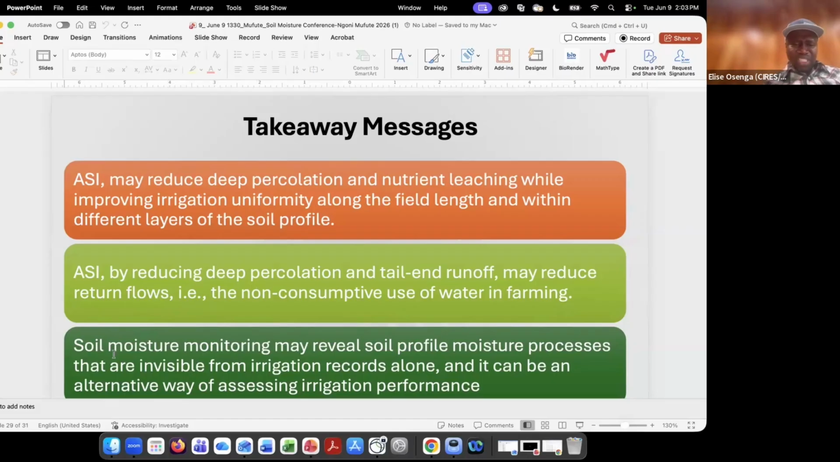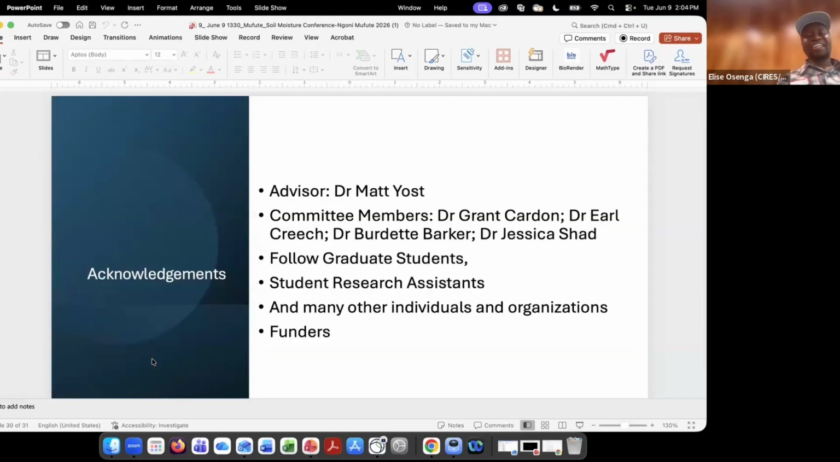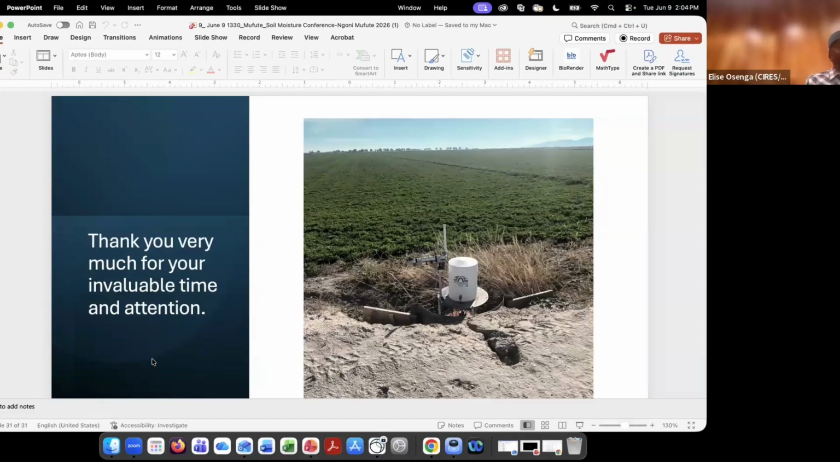And the other takeaway message is that soil moisture monitoring may actually reveal soil profile processes that we cannot record accurately with the normal irrigation assessment or evaluation protocols that we use. For example, you can dissect the whole profile and see different uniformity layers depending on the soil layer. That's why you can do that with soil moisture, but with standard irrigation evaluation protocols, that may be difficult to do. Thank you very much for listening, and I take questions.